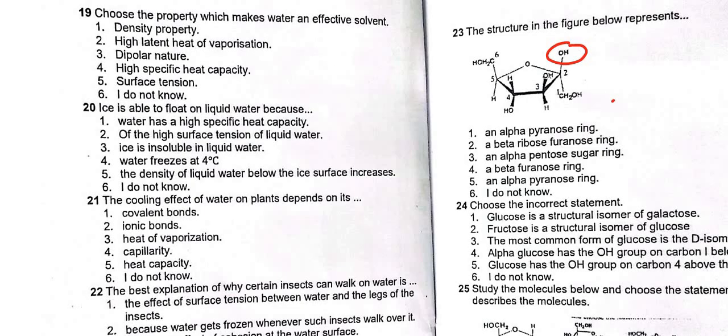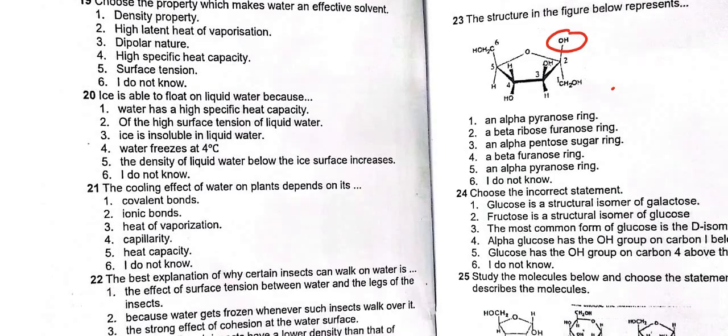So the correct answer here is 5. All these other explanations are really false, because number 3, insoluble in water, no, it eventually dissolves, of course. Then high surface tension, no, that's only explainable if it was in terms of insects. Yeah, so number 21, what's the answer to number 21?